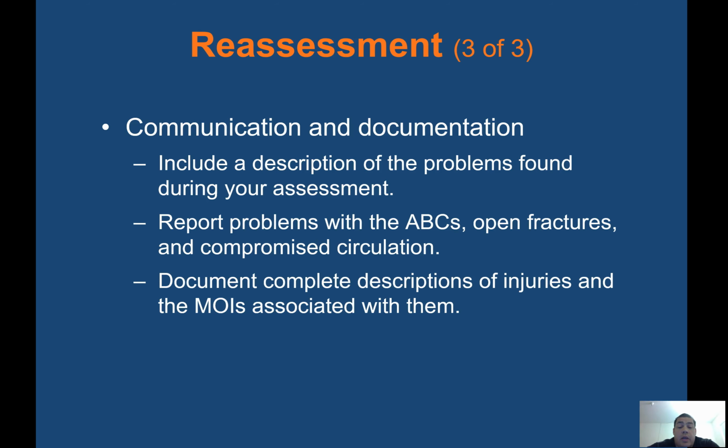Communication and documentation include a description of the problems found during your assessment. So when you're writing your PCRs, note the mechanism, note what happened, and try to be as descriptive as possible. Then note any injuries found, and also note any pertinent negatives and pertinent positives. Report problems with the ABCs, open fractures, and compromised circulation. Document complete descriptions of injuries and MOIs associated with them.